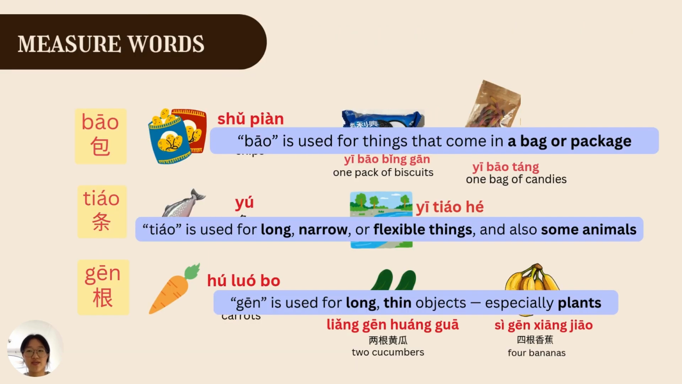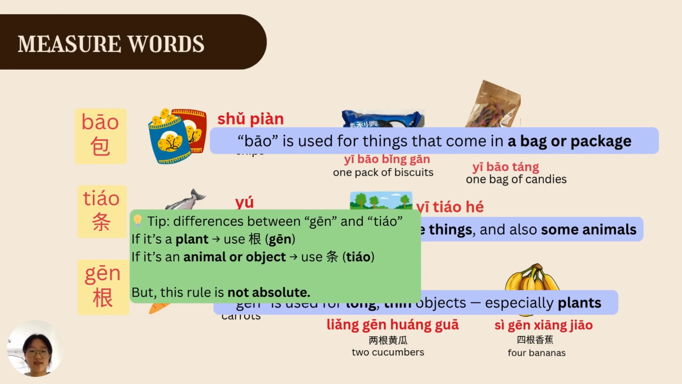For example, to describe the quantities of trousers, you are supposed to think of 条 as its measure word. So just see them as fixed phrases. Okay, well done. We have already learned another 3 measure words today. 包、条、根。包 is used for things that come in a bag or package. 条 is used for long, narrow, or flexible things and also some animals. 根 is used for long, thin objects, especially plants.